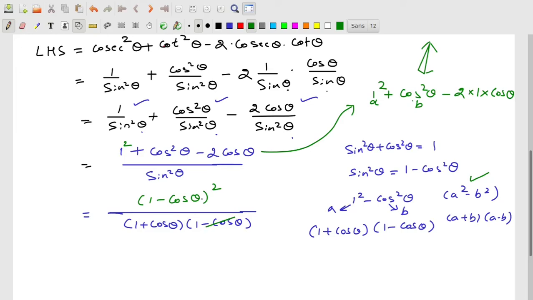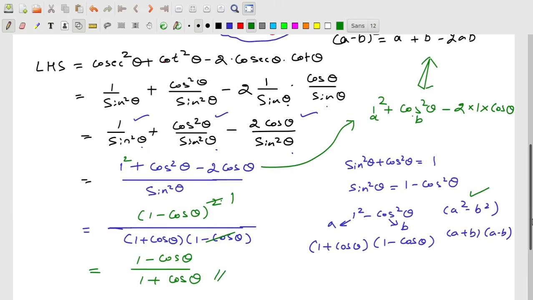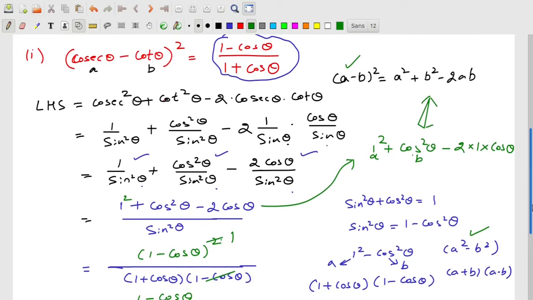What is 1 minus cos theta whole square? There are two 1 minus cos thetas. So I will remove 1. Fine. So you will be left with 1 minus cos theta in the numerator and then 1 plus cos theta in the denominator. So this is the required RHS. Okay. So I hope I made it clear too.